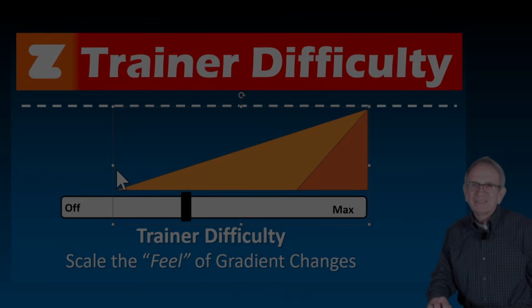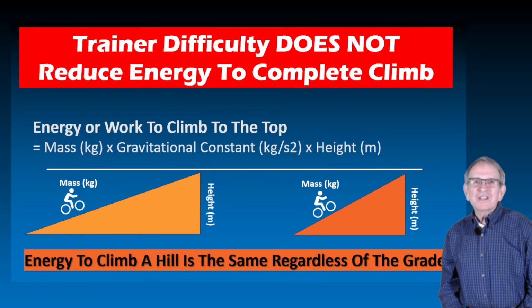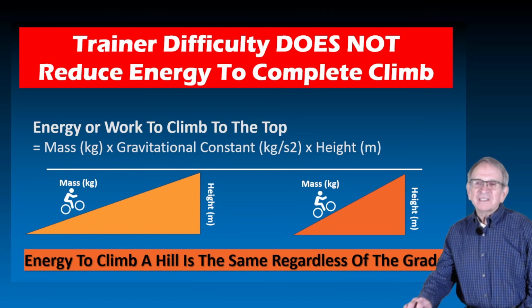Lots of fun. Now, the trainer difficulty does not reduce the energy required to complete the climb. From basic physics, the energy to move a mass up a height is dependent on the mass, the gravitational constant, and the height. So it doesn't make a difference what the grade angle is or what the length of the climb is.